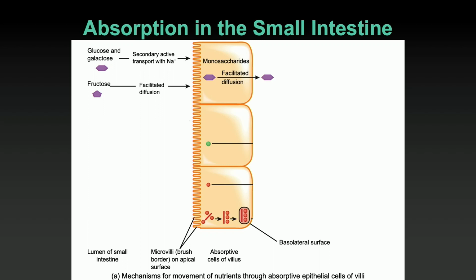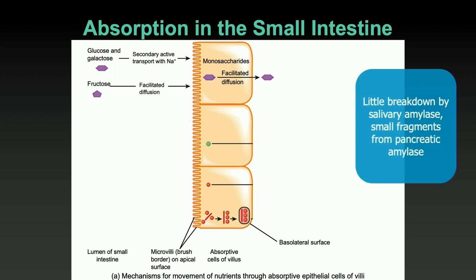So we're starting easy with carbohydrate, which is largely facilitated diffusion. Facilitated diffusion meaning diffusion with a pore, with a protein that opens up a hole. Not just passive diffusion through the membrane, but there is a specific transporter or opening sized for the carbohydrate specifically. So we already acknowledged that there's little breakdown by salivary amylase for carbohydrate.